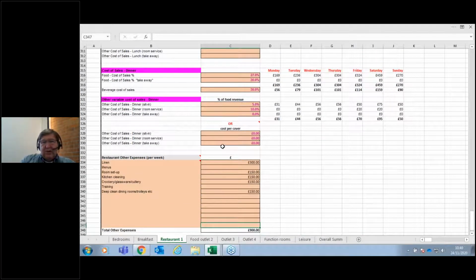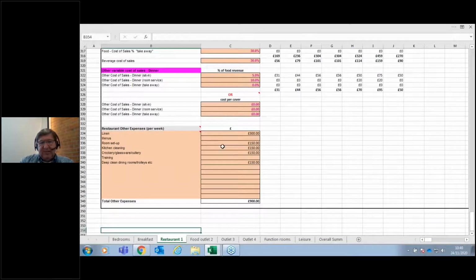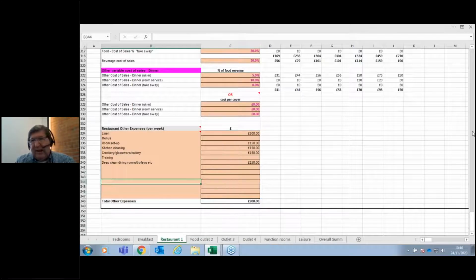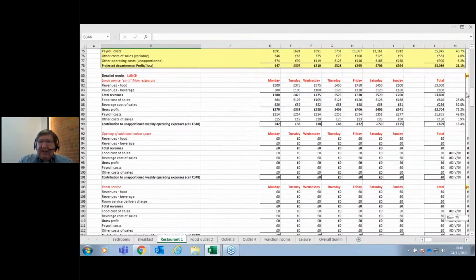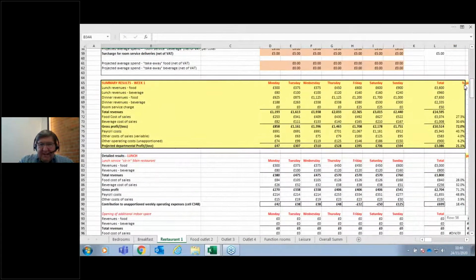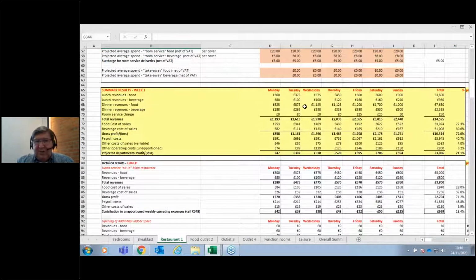And then any other expenses typically you would find in the restaurant for the week. So linen charges, for example, room setup costs or kitchen cleaning. Again, you can name these in whatever way suits your business. And that's it. You put all that in for week one, and it pulls it across for the subsequent weeks. And then it gives us the analysis here, so it does our summary.